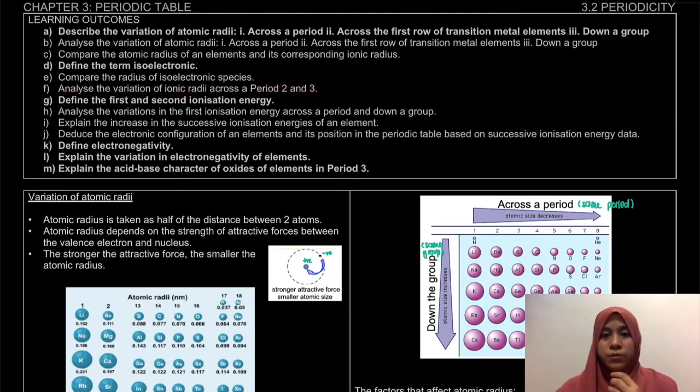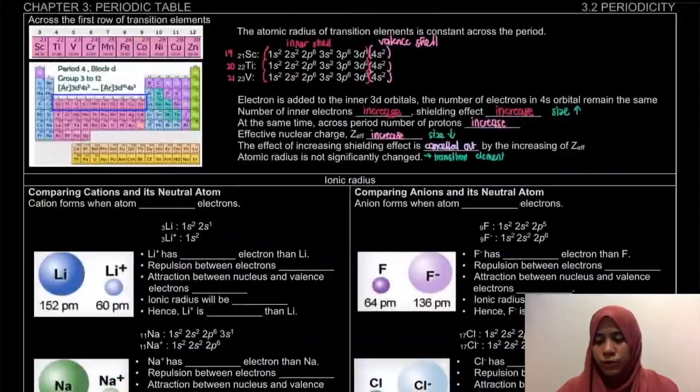So before this, we have learned about the atomic radii. Kali ni kita nak belajar tentang ion pula. Okay, so let's look at your notes. It will be on page 8. Okay, page 8 ni first tu adalah your transition element. Lepas tu kita akan tengok tentang ionic radii.